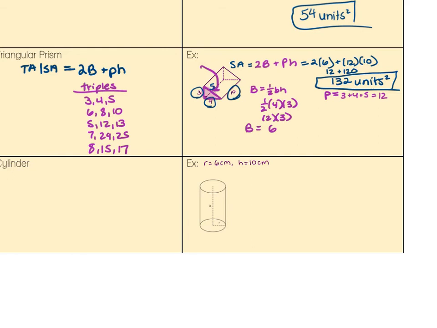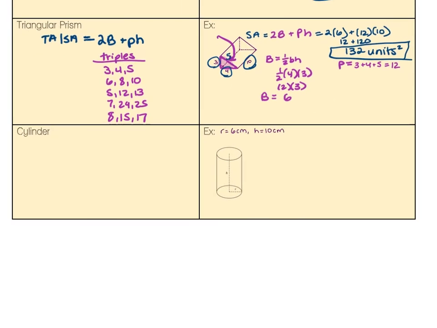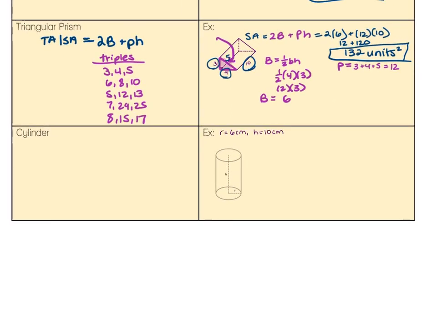All right, then came the cylinder. So cylinder was a little bit easier because you don't have to guess what shape the base is. There's only one formula for cylinder. There's no such thing as slant height for a cylinder. So the total area or the surface area of the cylinder is 2 pi r squared plus 2 pi r h. And the only things you have to plug in are the r and the h. You have to square the r and then add these two together once you multiply. And you're going to leave pi in your answer.